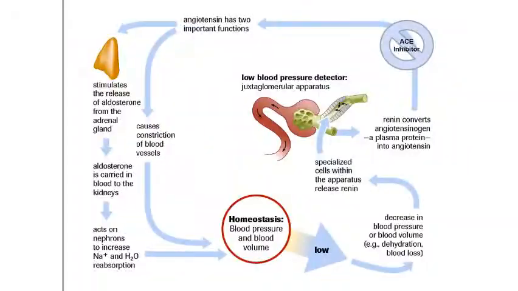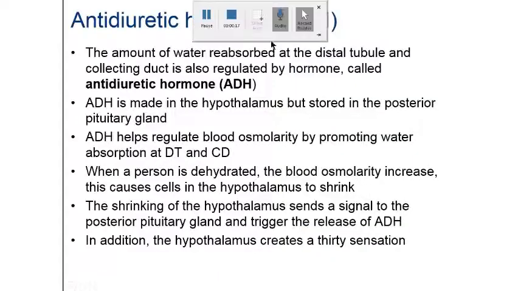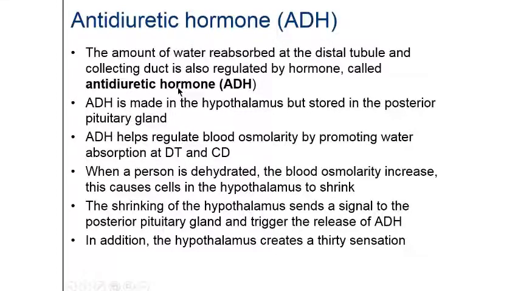Now we're gonna move on to talking about another hormone, which is ADH. So ADH stands for anti-diuretic hormone, right? A diuretic is something that makes you go to the bathroom frequently, makes you pee a lot. An anti-diuretic means you do not pee a lot. So this hormone is something that you would release when you want to conserve water.